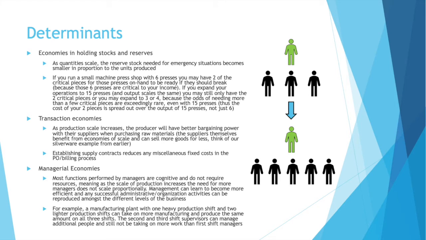The next determinant is transaction economies. As production scale increases, the producer will have better bargaining power with their suppliers when purchasing raw materials. The suppliers themselves benefit from economies of scale and can sell more goods for less. Also, if you're ordering more raw materials, you can better establish supply contracts, which reduce any miscellaneous fixed costs in the PO and billing process.